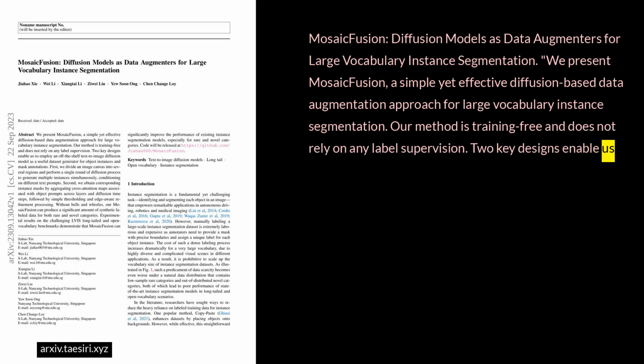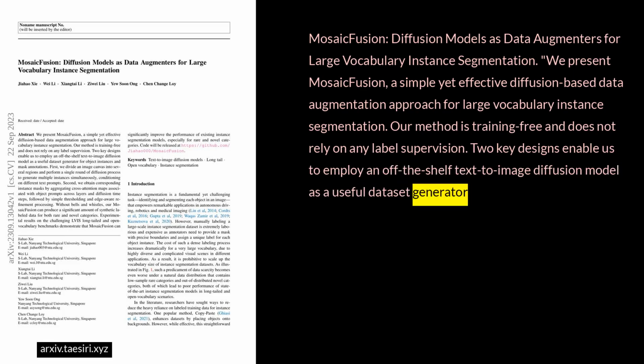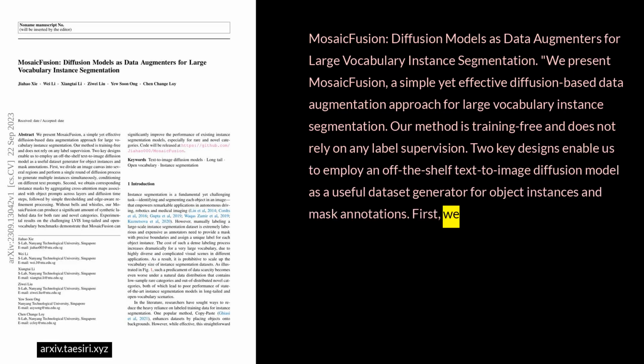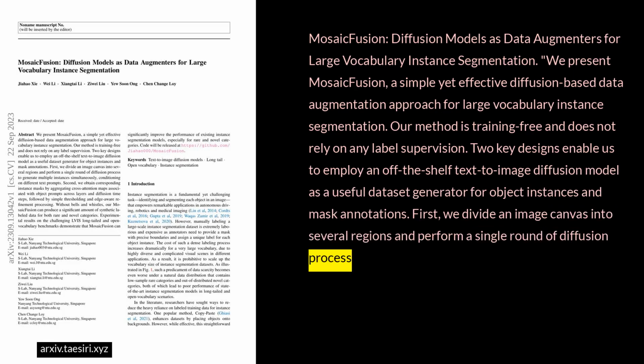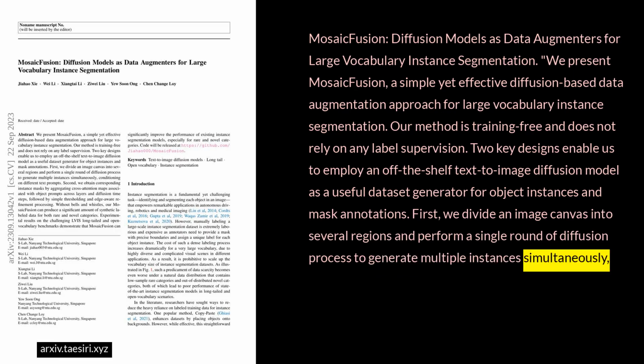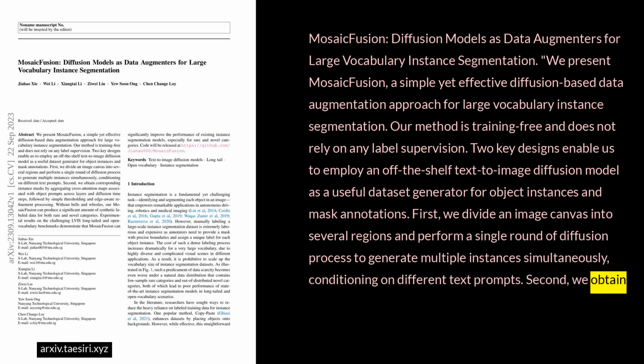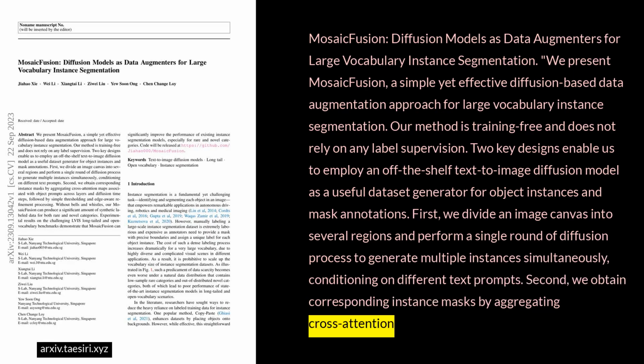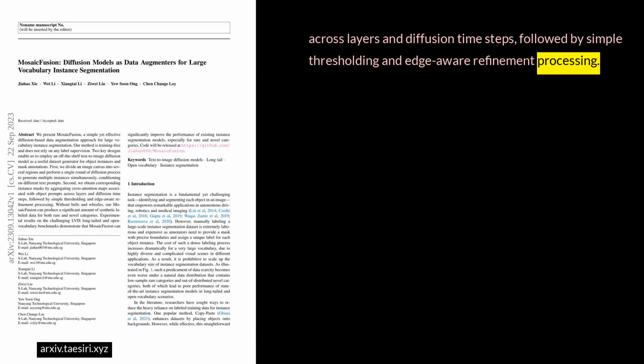Two key designs enable us to employ an off-the-shelf text-to-image diffusion model as a useful dataset generator for object instances and mask annotations. First, we divide an image canvas into several regions and perform a single round of diffusion process to generate multiple instances simultaneously, conditioning on different text prompts. Second, we obtain corresponding instance masks by aggregating cross-attention maps associated with object prompts across layers and diffusion time steps, followed by simple thresholding and edge-aware refinement processing.